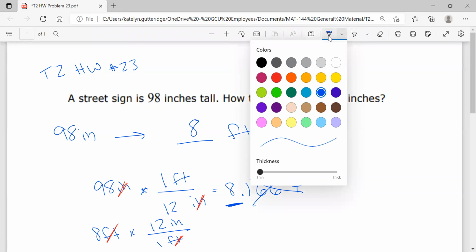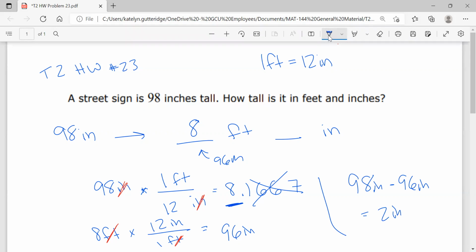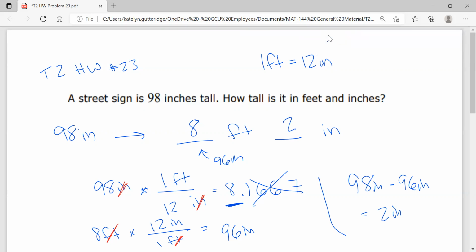All right, so after we do this multiplication, 8 times 12 gives us 96. So what this is saying is that out of that 8 feet, that represents 96 inches. We need to figure out how many inches are left over to get a total of 98. So the very last step is we take that total of 98 inches and subtract off how many inches represented that 8 feet, subtract off that 96. That's going to leave us with 2 inches. So that means we would put 2 for our inches. So 8 feet and 2 extra inches gives us a total of 98 inches.